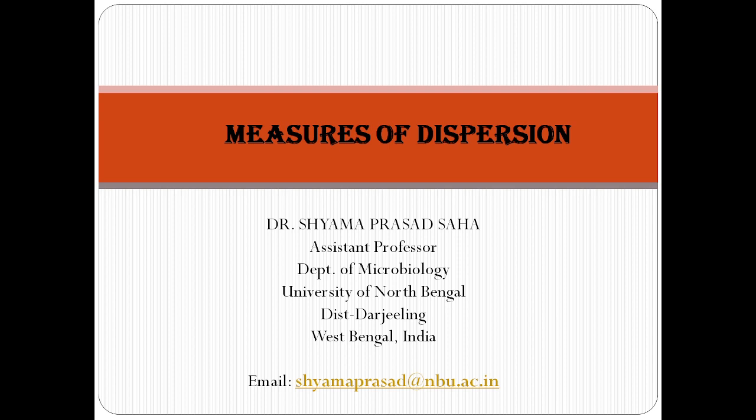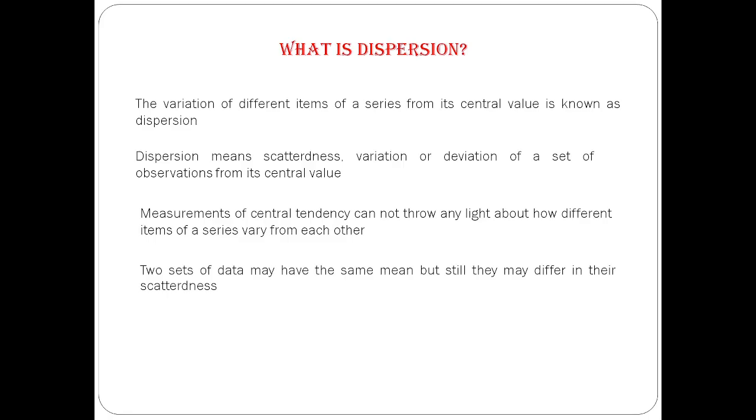Hello everyone. Today I am going to start my lectures on measures of dispersion. Myself Dr. Shyama Prasad Saha, Assistant Professor, Department of Microbiology, University of North Bengal. So at first we have to know what is dispersion. The variation of different items of a series from its central value is known as dispersion. That means the scatteredness, variation or deviation of a set of observations from its central value.